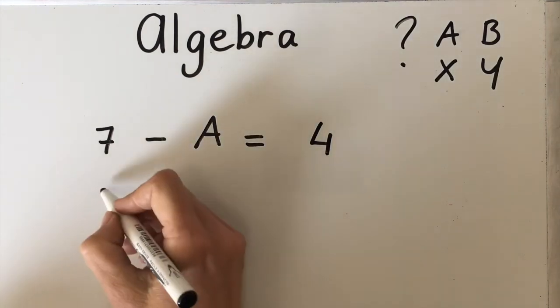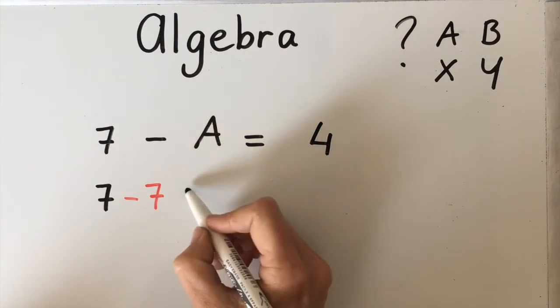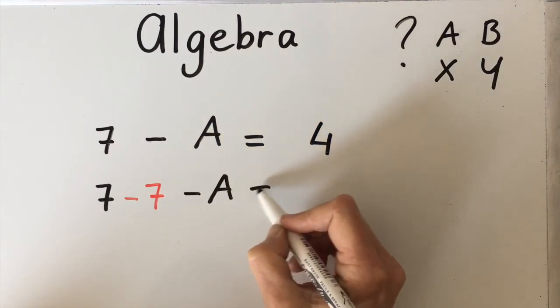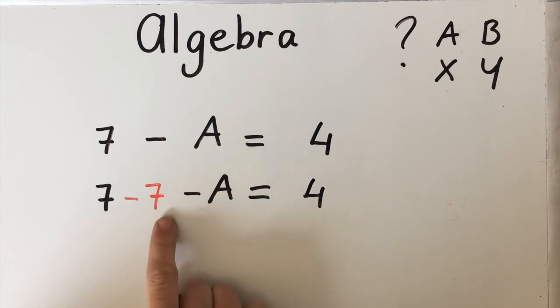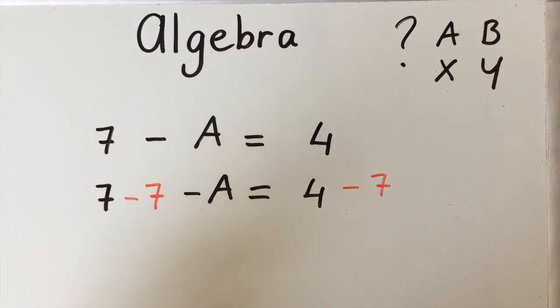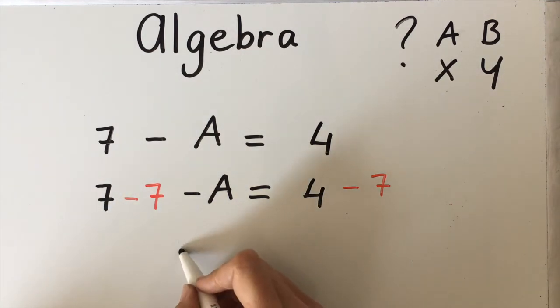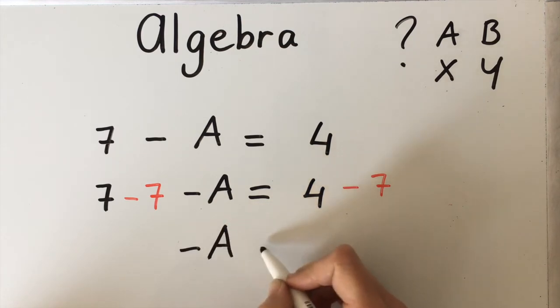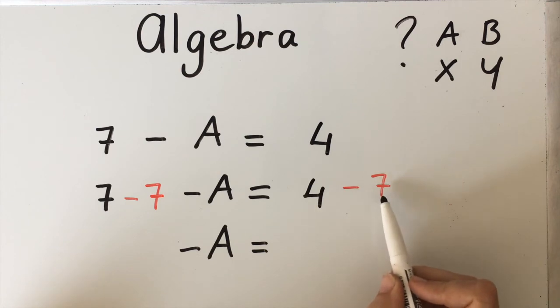Well, to get rid of 7, I can do 7 minus 7 minus a equals 4. And whatever I do here, I also have to do there. Minus 7. 7 minus 7 is 0. So I have left over minus a equals 4 minus 7.